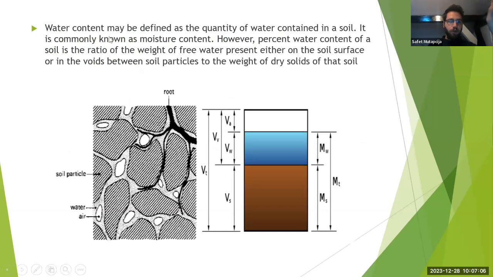So the water content may be defined as the quantity of water contained in soil. It is commonly known as the moisture content. However, the percent water content of soil is the ratio of the weight of the free water present either on the soil surface or in the voids between soil particles to the weight of the dry solids of the soil. You'll see here we speak about free water.